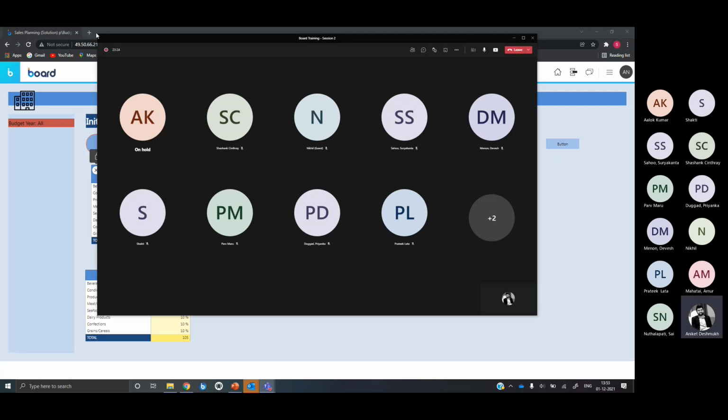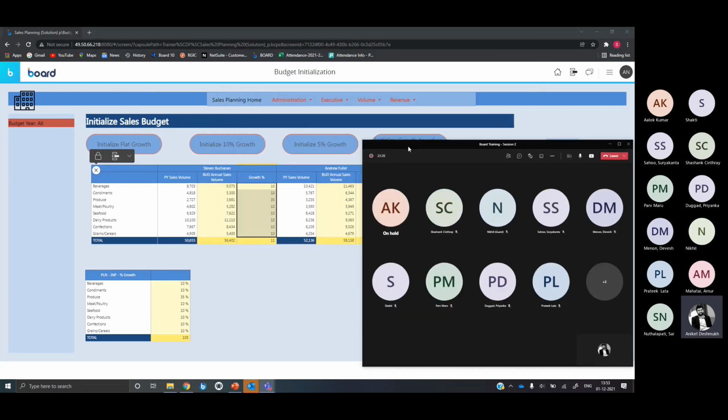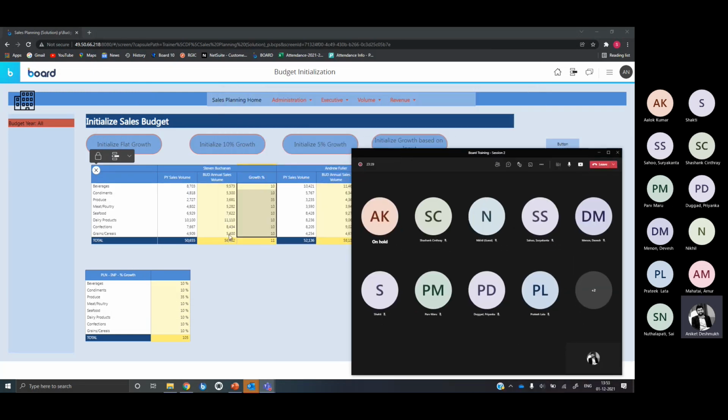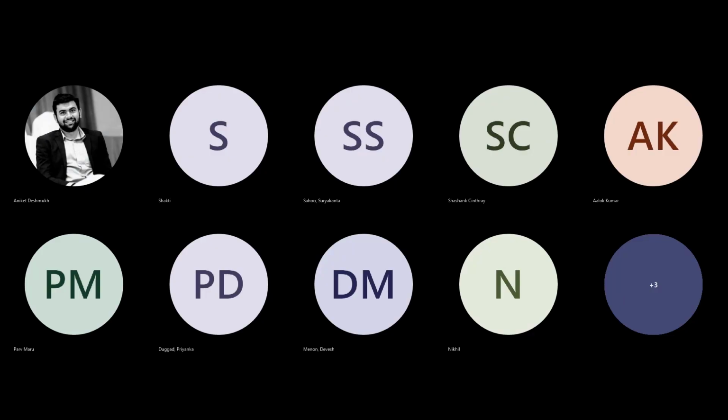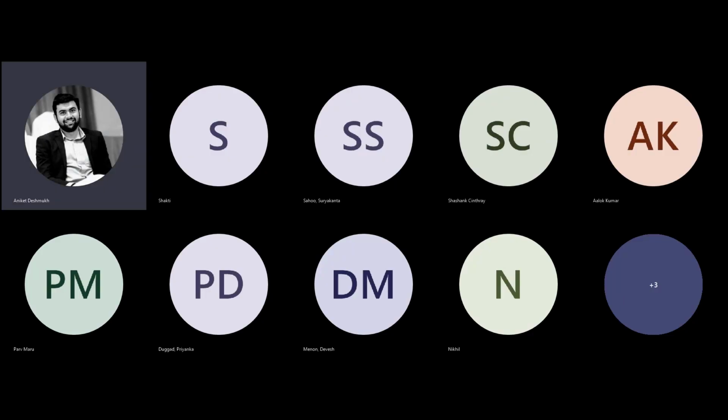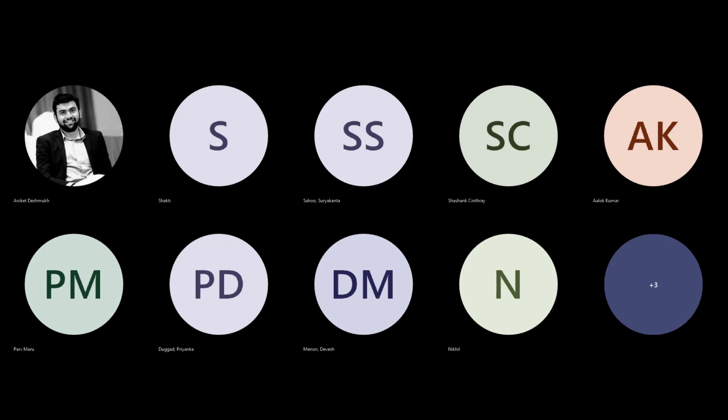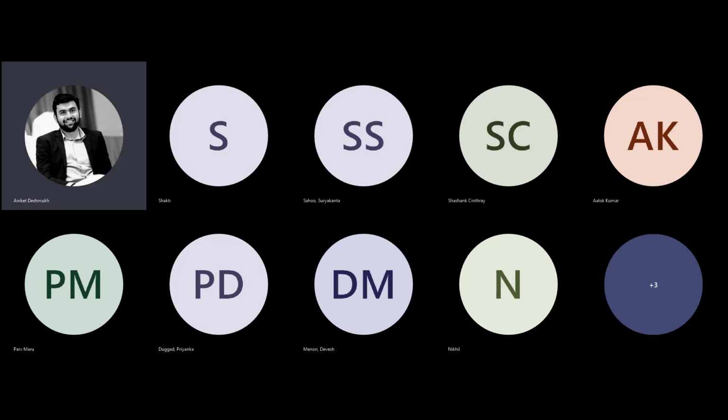Coming back to the question, can anybody venture in and tell me what could be an example of zero-based planning? You can take a guess. The answer could be wrong as well. That is fine. Anyone?